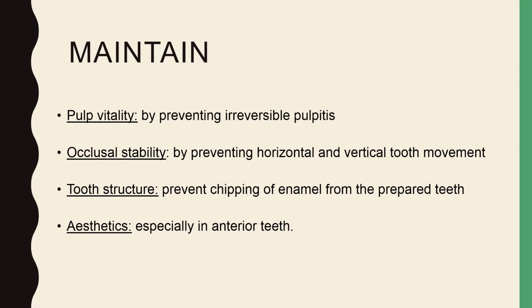We also maintain tooth structure by preventing chipping of enamel from the prepared teeth, which would result in defective margins. And the last thing we maintain is aesthetics, especially in the anterior teeth. Although it's difficult to achieve excellent aesthetics using provisional restorations, since they lack translucency and they stain with time.